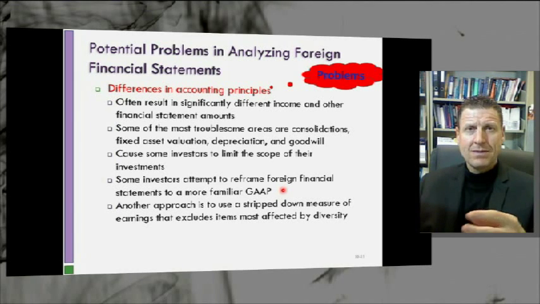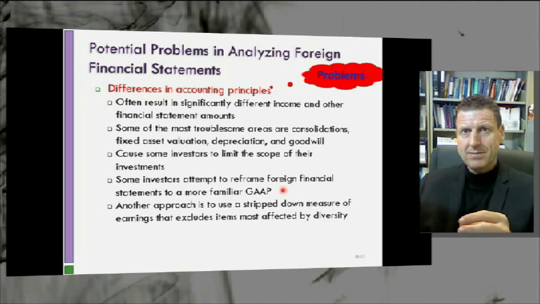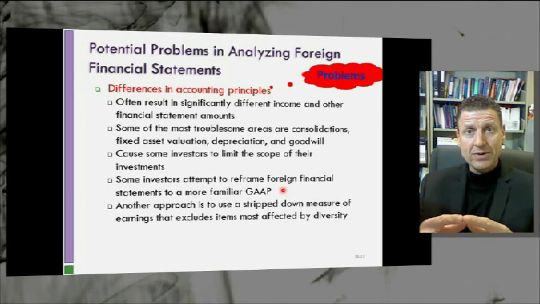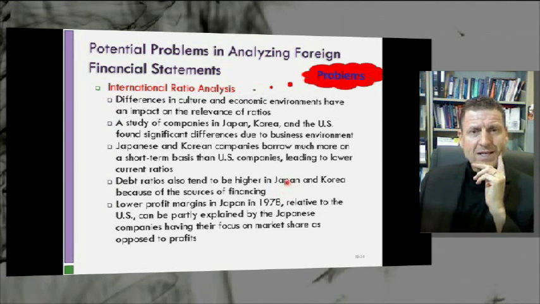But then that may not tell you the full picture of the company in terms of how it generates income from year to year. And is that ability to generate income growing or is it decreasing? This may be the information you're looking for, but it may not be showing up with a stripped-down measure of earnings. What about international ratio analysis?